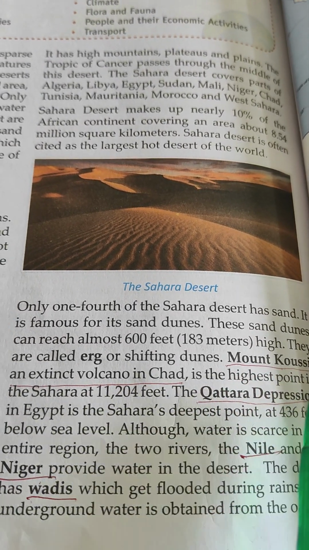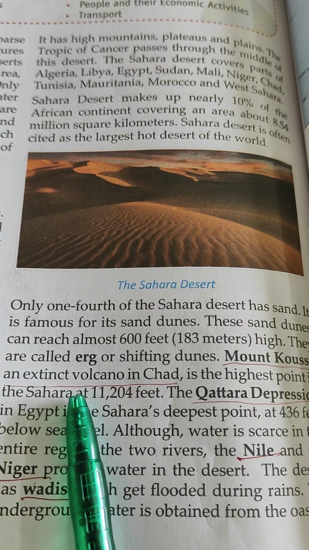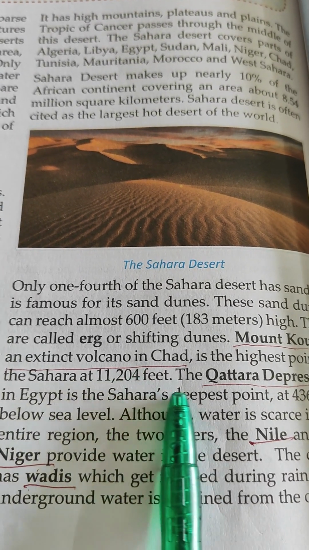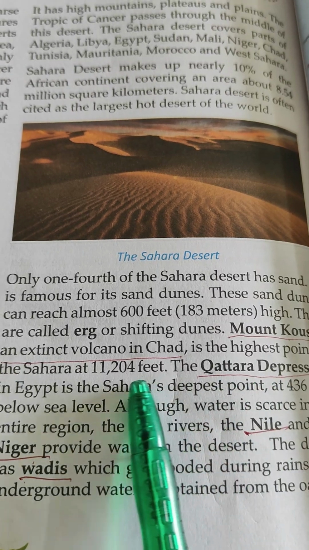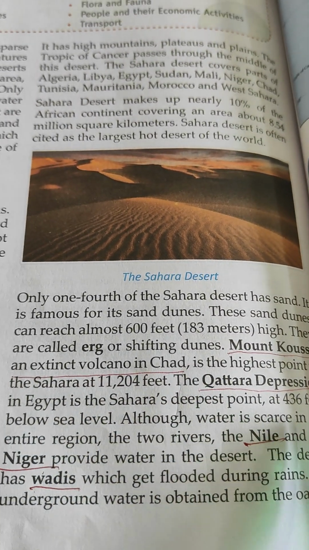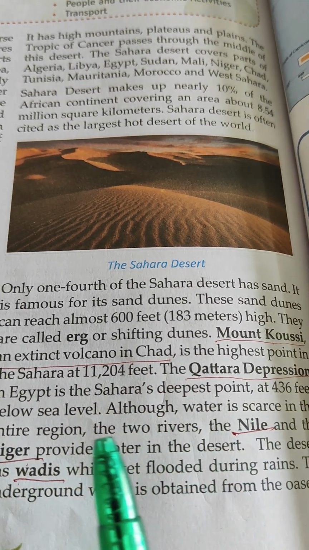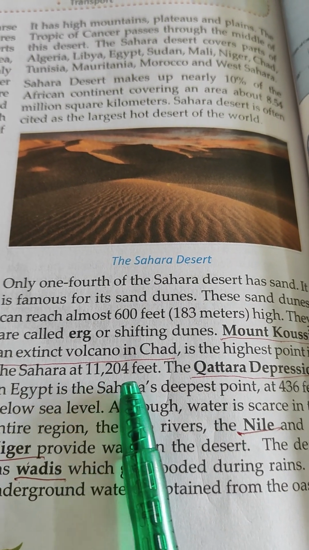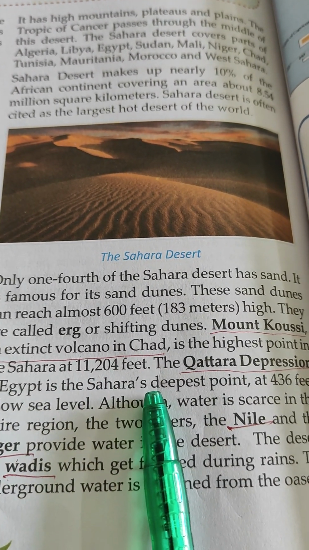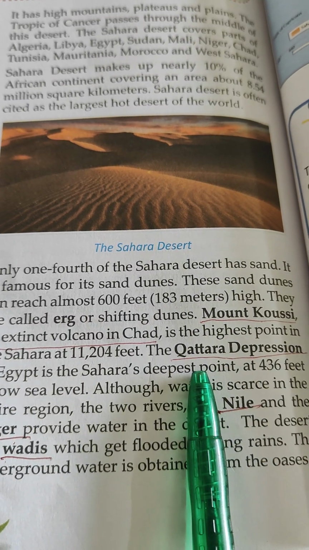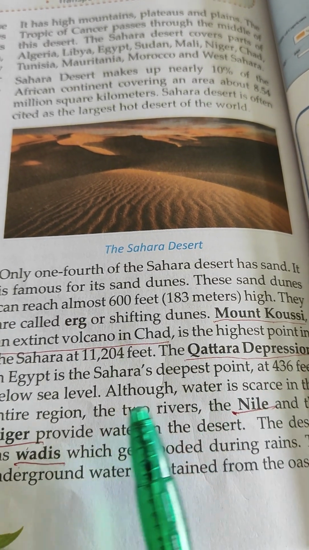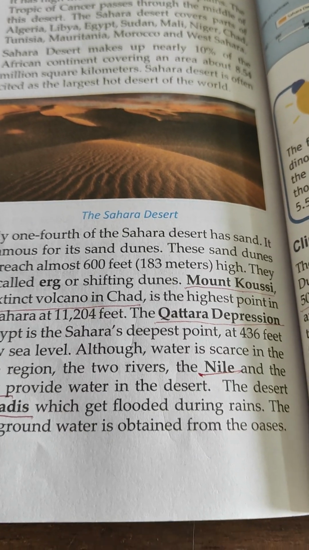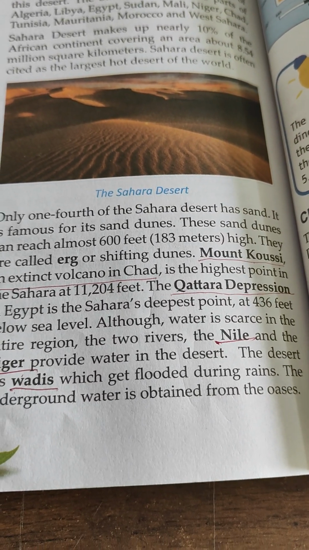Mount Kusi is an extinct volcano. An extinct volcano is one that has not erupted. In Chad, the highest point in the Sahara is 11,204 feet. As well as the Qattara depression is the deepest point below sea level at 436 feet.